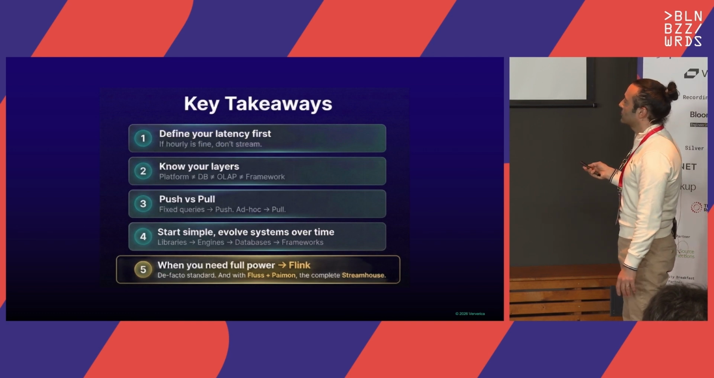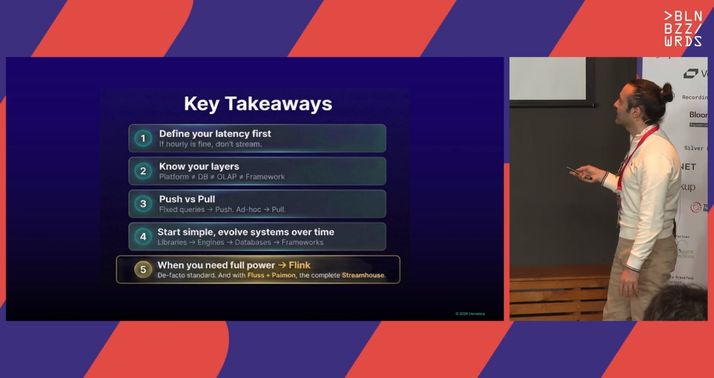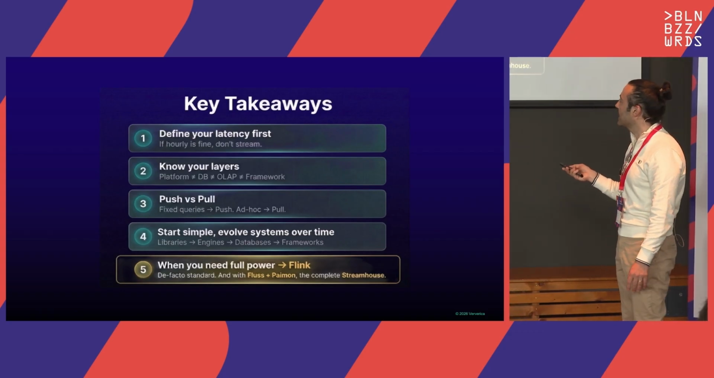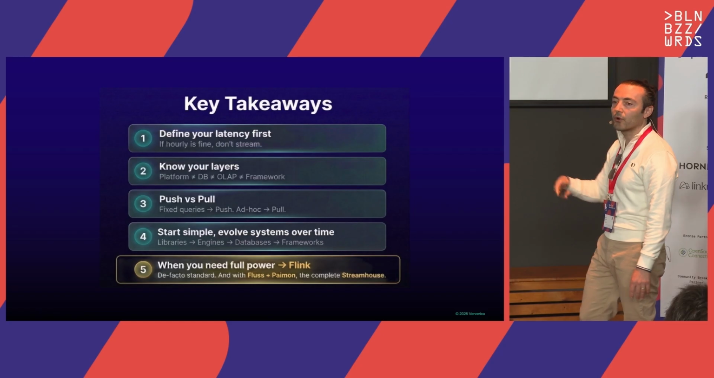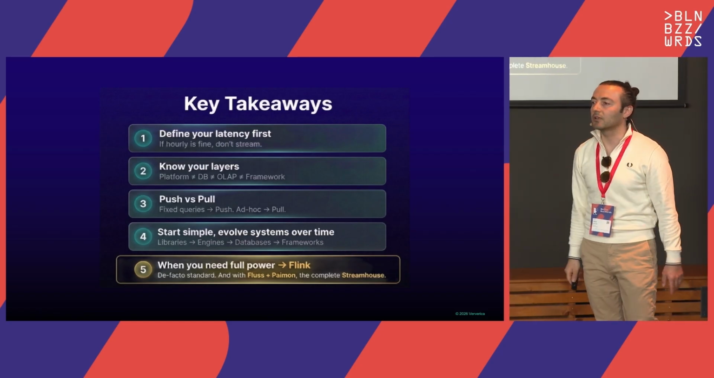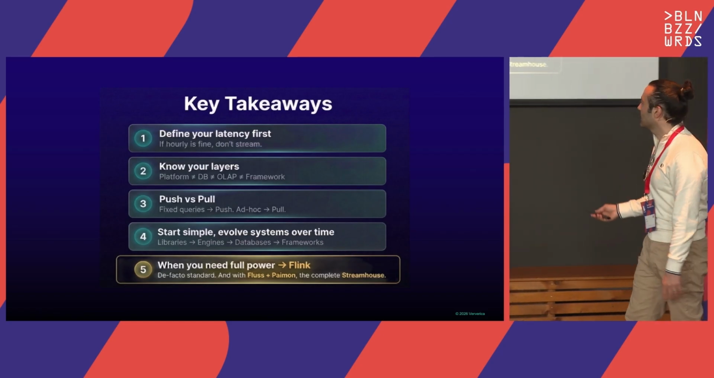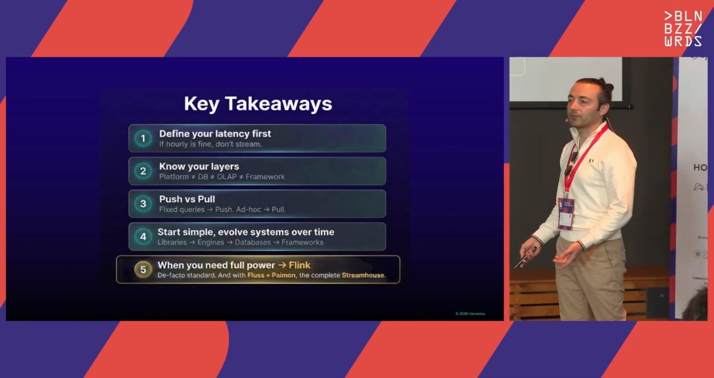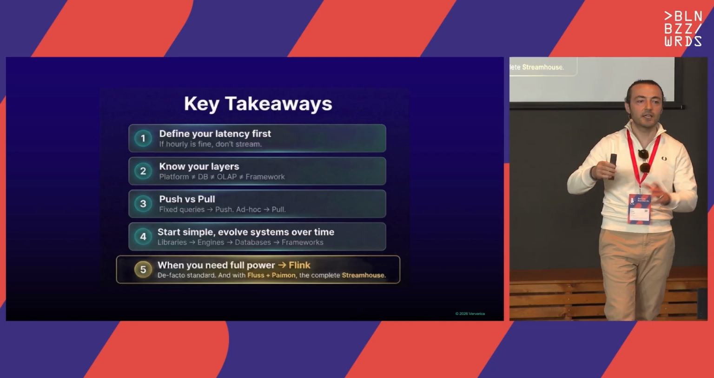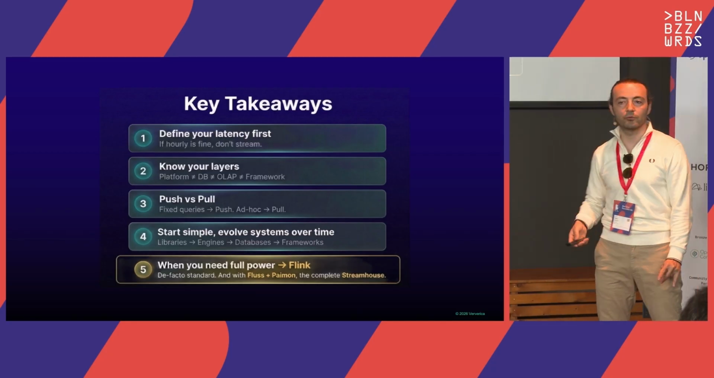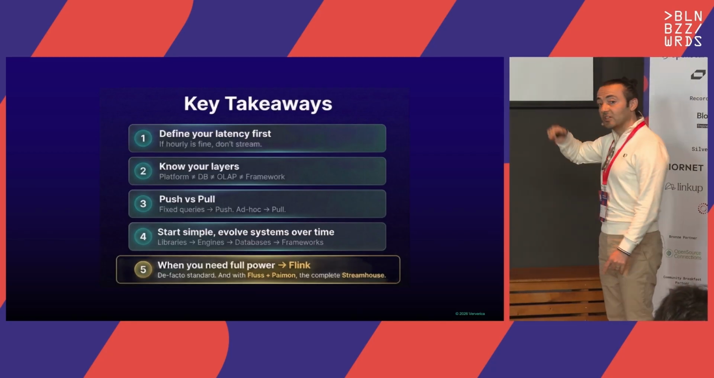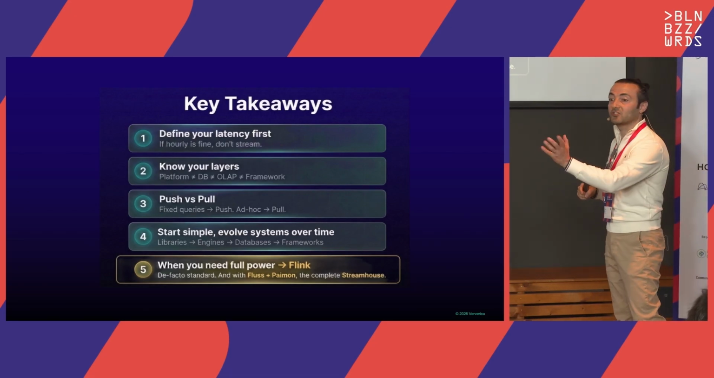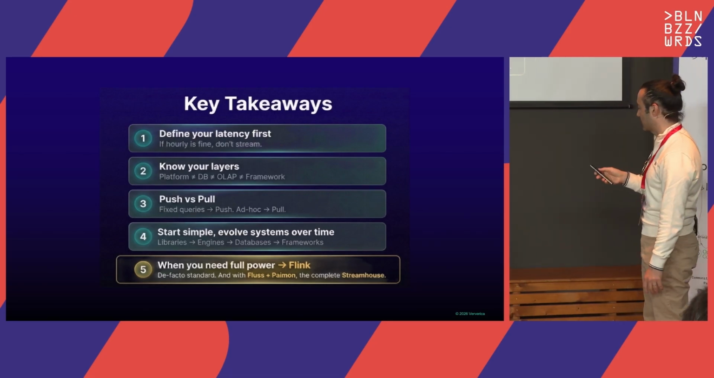Definitely, I would recommend starting simple and then evolving systems over time. You can look for libraries, engines, databases, and then go for a framework when your streaming use cases evolve. And then finally, when you need the full power of streaming, you will go for Apache Flink. And the Streamhouse use cases will open a whole new world for deploying streaming applications for all three of these different application types that I just explained.